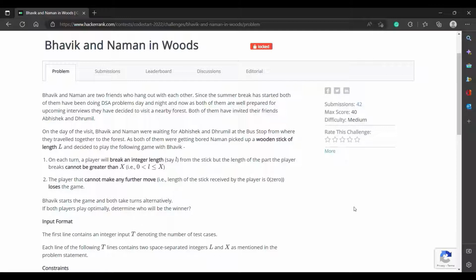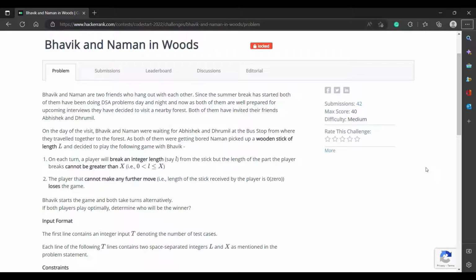As both of them were getting bored, Naman picked up a wooden stick of length L and decided to play the following game with Bhavik. On each turn, a player will break an integer length from the stick, but the length of the part the player breaks cannot be greater than X. The player that cannot make any further move loses the game. Bhavik starts the game and both take turns alternatively. If both players play optimally, determine who will be the winner.